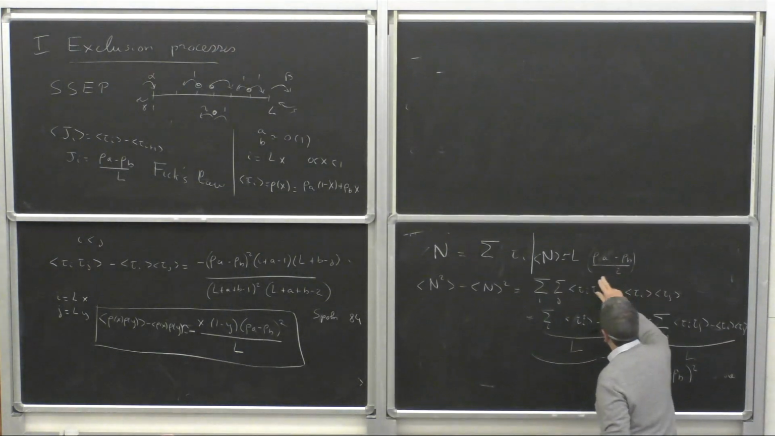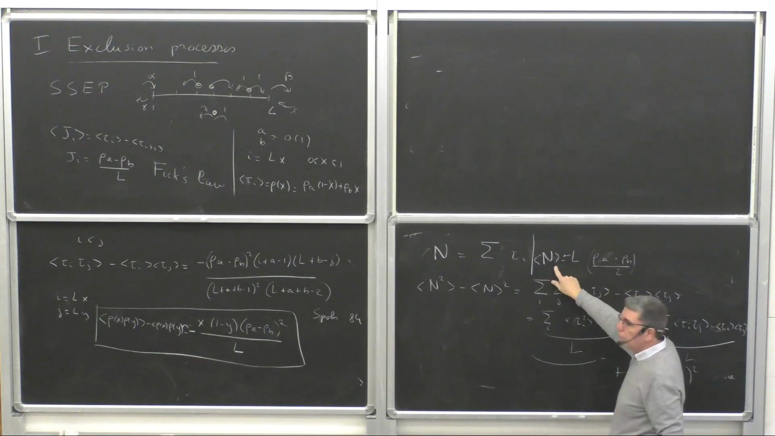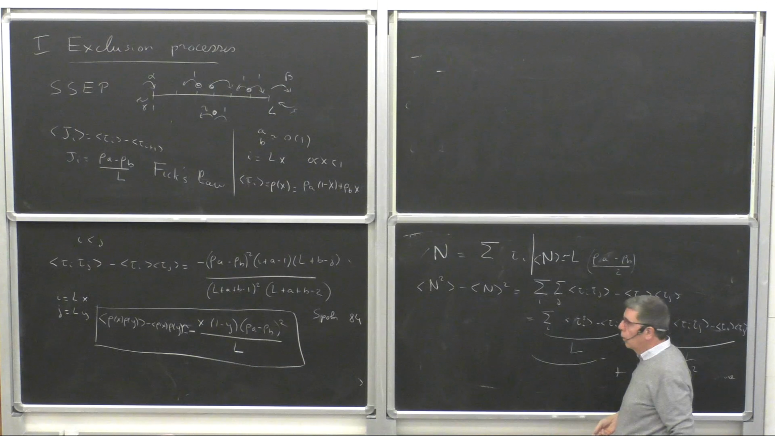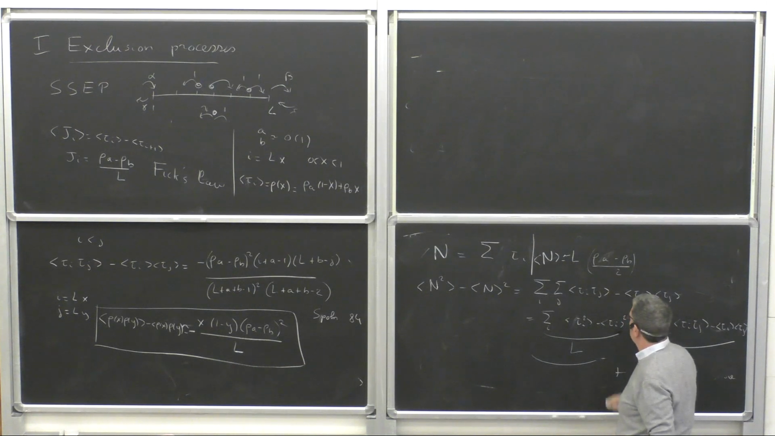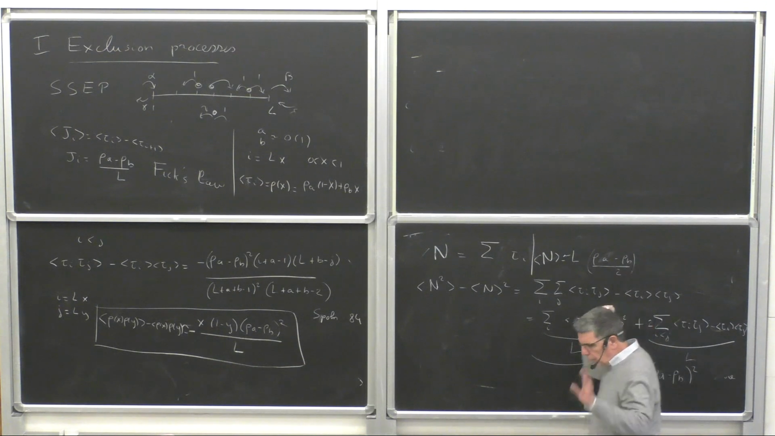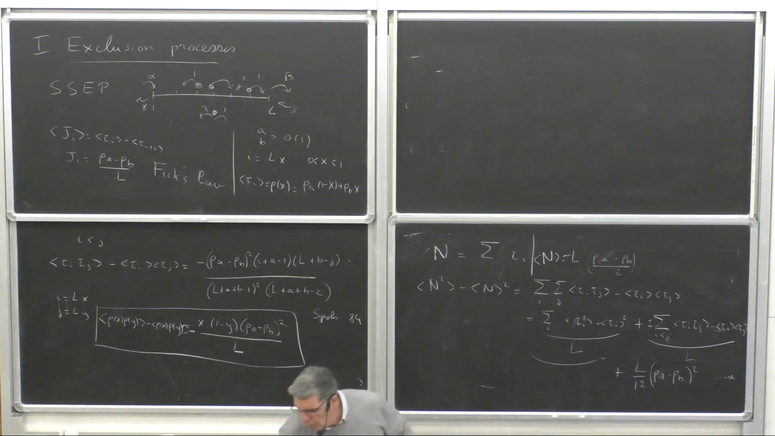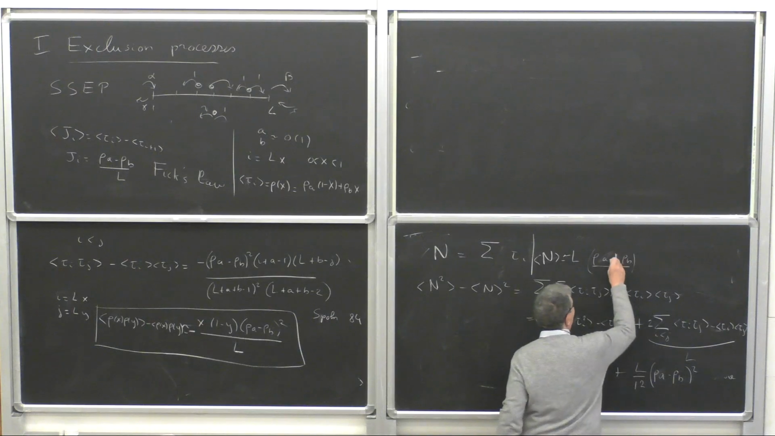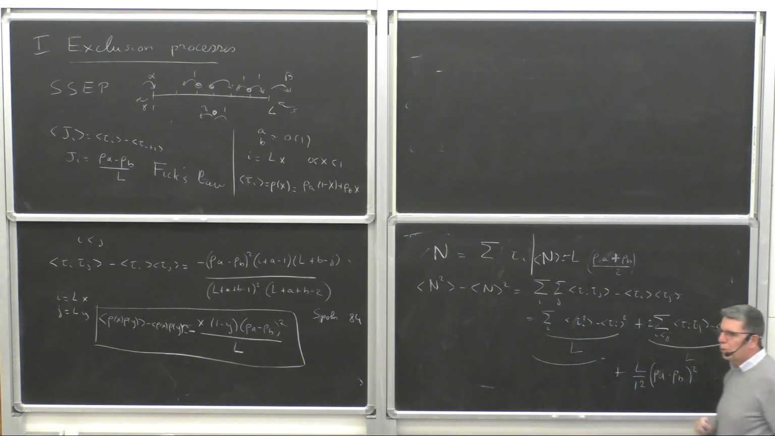Sorry? Sorry, this is the average of n for large L is given by that. Rho A minus rho B over 2. Sorry, it's rho A. Yes, I'm totally sorry. It's plus, yes, plus. Yes, I'm sorry. Yes, I'm sorry. Thank you.